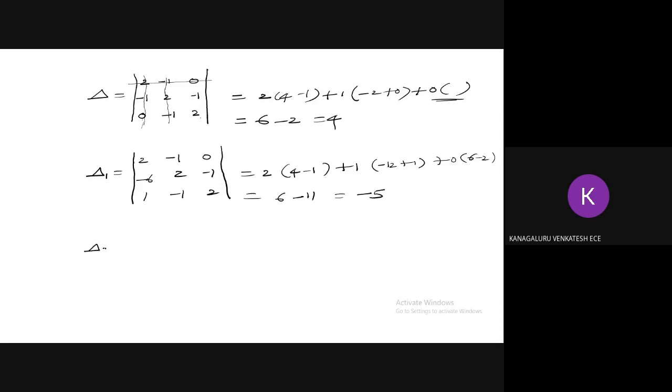Delta 2. What do you get? Delta 2. So the second column should be replaced with the constants. So the first and third columns are going to be the same. The second column is going to be 0, minus 1, 2. Second column is going to be 2, minus 6, 1.